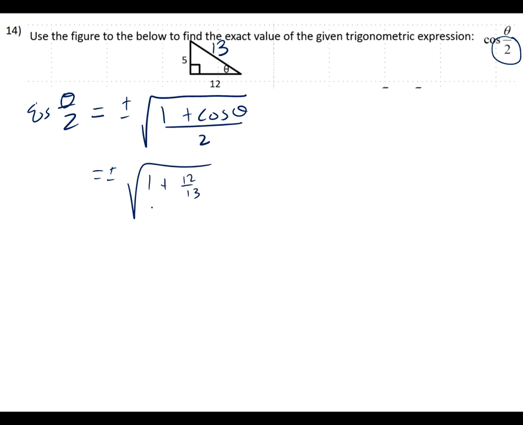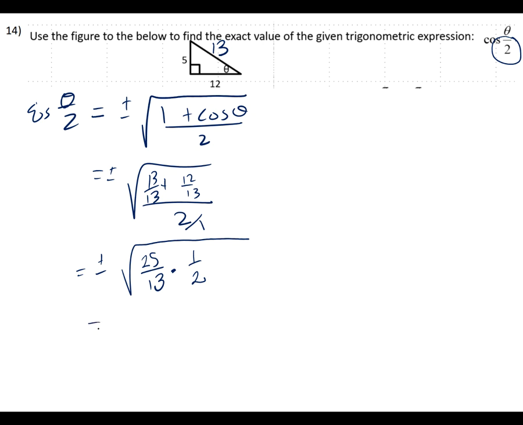12 over 13 over 2. What's a better name for 1? Yeah, I should put 13 over 13, right? Okay, so now we're going to do a couple of steps at once. What's 13 13ths plus 12 13ths? 25 13ths. Good. This is technically over 2 over 1. What were we doing with that? Flipping and multiplying by 1/2.